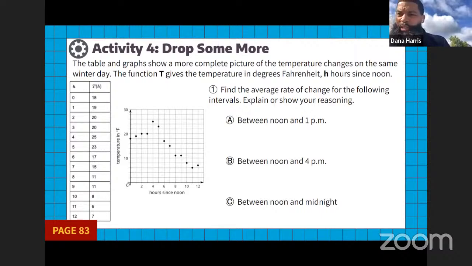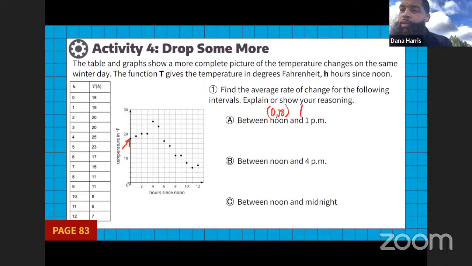So we want to find the average rate of change for the following intervals, okay? So between noon and 1 p.m. Well, at noon, notice the temperature is 18 degrees, okay? Because it's 0 hours since noon. So this is the ordered pair. Noon is going to be 0, 18, okay? Because the time is 0 hours.